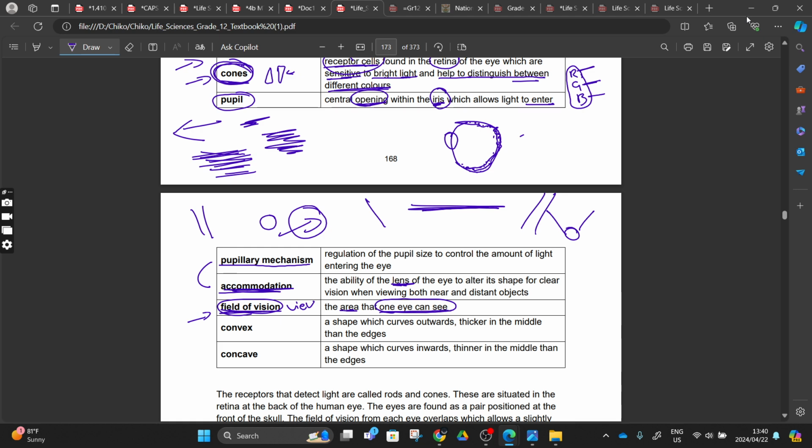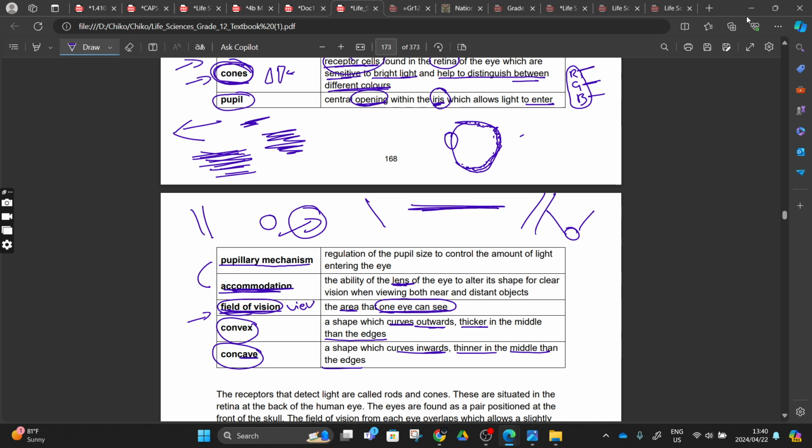And then from there, we have these two shapes. We have the convex shape and a concave shape. What are these? They will be talking about this. Our lenses are convex. So you have to know this. What is a convex? What is a concave? A convex is a shape that curves outwards, thicker in the middle than the edge, right? But the concave is the shape that curves inwards, thinner in the middle than the edge, right?